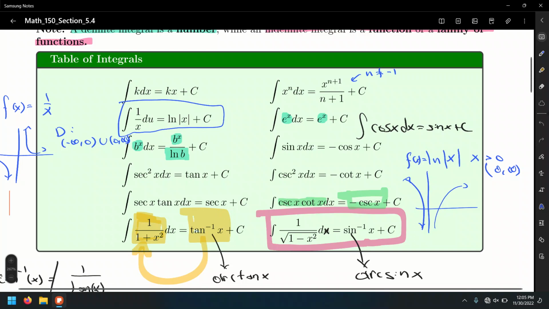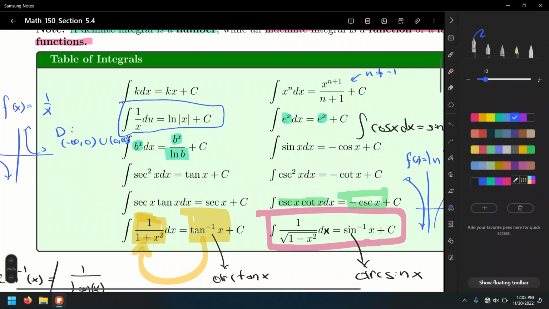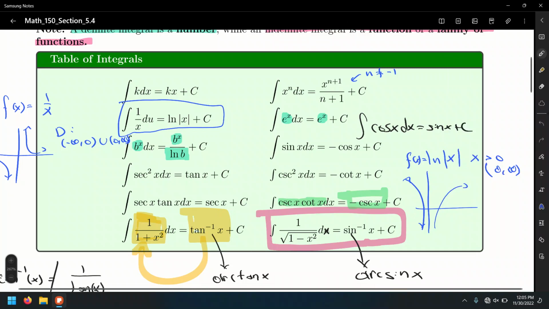There are a few typos here that I would like to fix. There are some u's that shouldn't have been there. This should have been an x, and I think that was about it. I already fixed one over here last time as well.